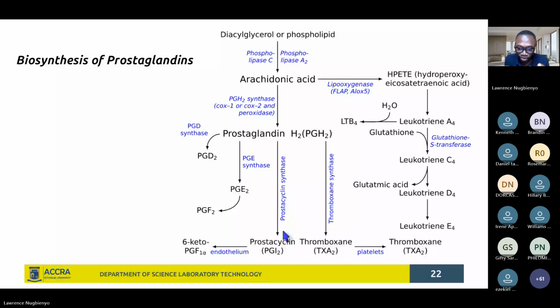Biosynthesis of prostaglandins. Prostaglandins are biomolecules that are responsible for pain recognition, like in times of inflammation. They cause some form of vasodilation, so it can be flow of blood. Some of them also cause some blood clotting.